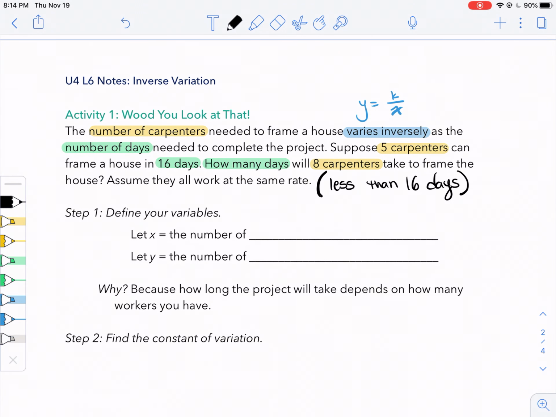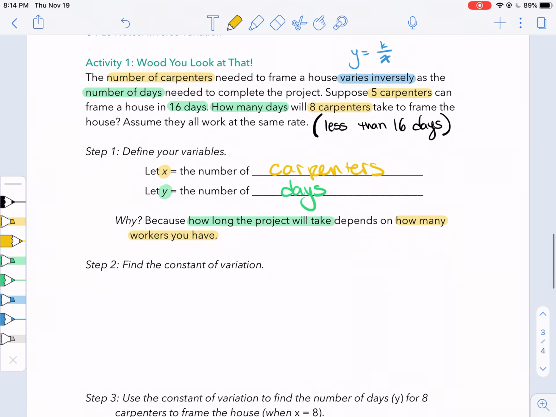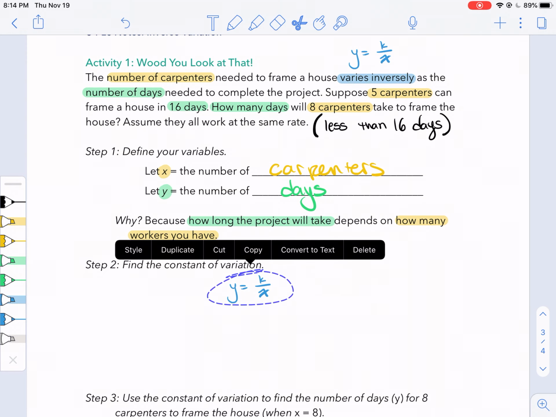Now remember that how long the project takes depends on how many workers you have. So we're going to let the number of days be our y, because that's our dependent variable. It depends on x, which is the number of carpenters. So now we need to find the constant of variation. We remember our inverse variation formula says that y equals k over x.